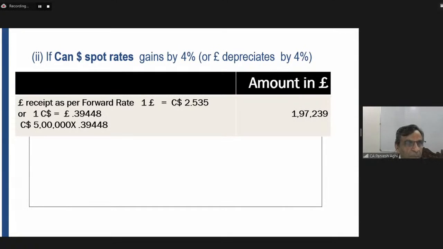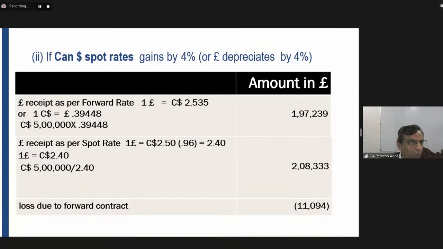Because we know that 1 pound is equal to 2.535 Canadian dollars, 1 Canadian dollar will be the reciprocal of that. So we can multiply it with 5 lakhs to calculate how much money he is going to get. He is getting 1,97,239 pounds, which I have explained already. So the second part, the first is the same.